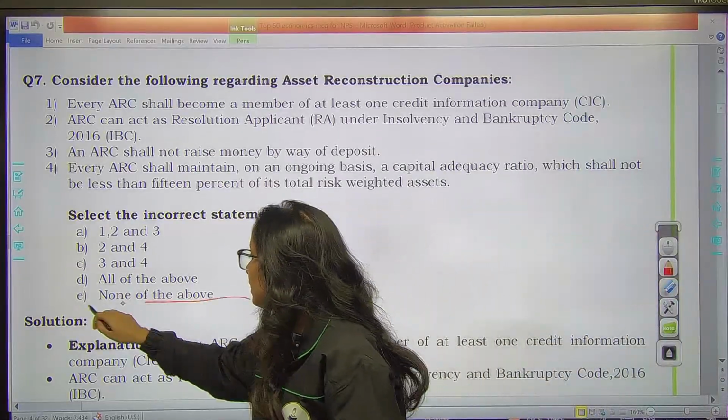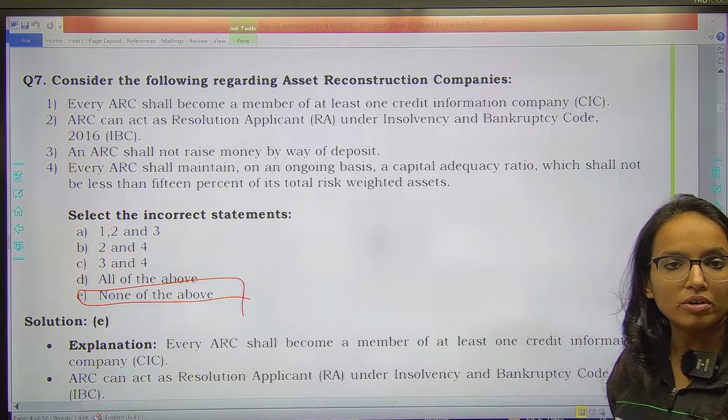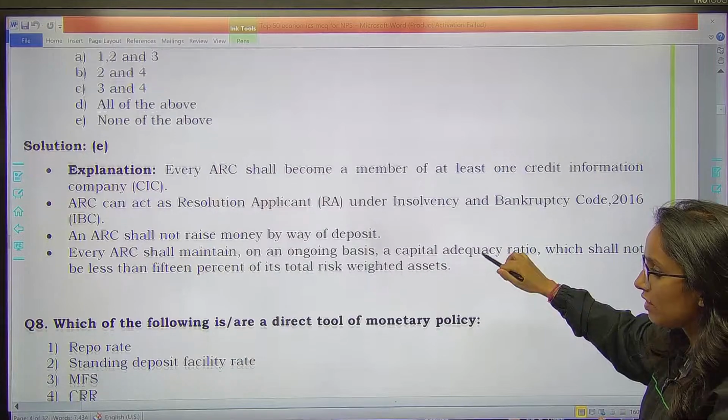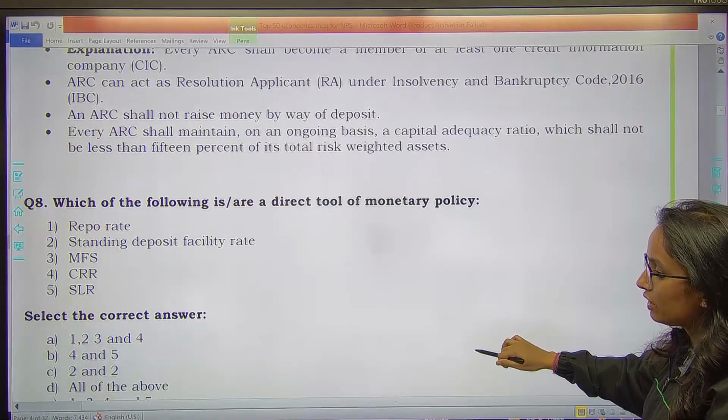None of the above is incorrect. All of them are correct. All right, everyone, all these statements are correct. Revise them carefully once you have the document with you. Very, very important and very basic question.